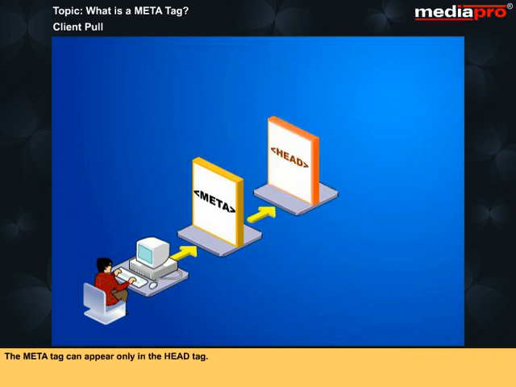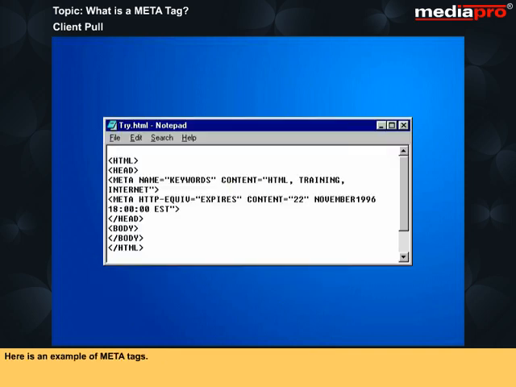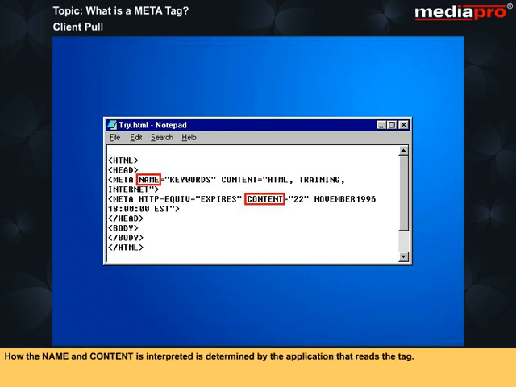The meta tag can appear only in the head tag. It has a number of attributes including name, content, and HTTP equiv. Here is an example of meta tags. More than one meta tag may appear in the head of a document. How the name and content is interpreted is determined by the application that reads the tag.